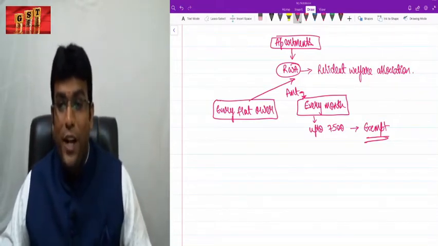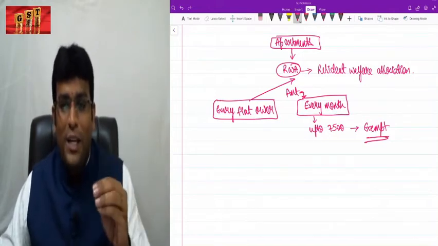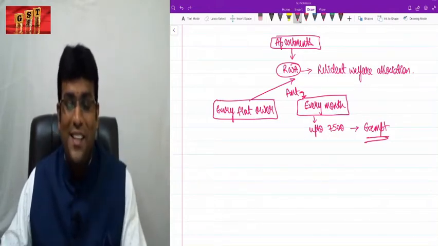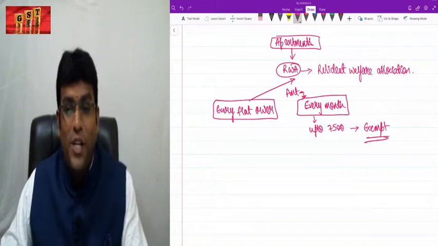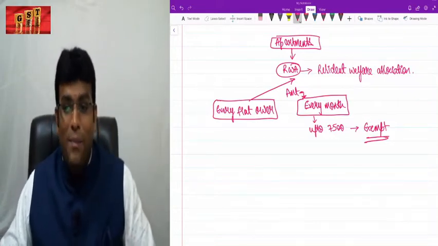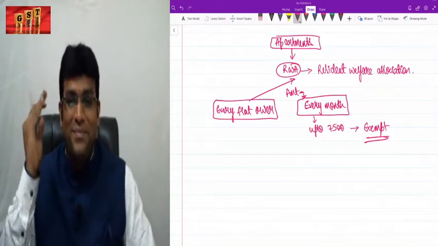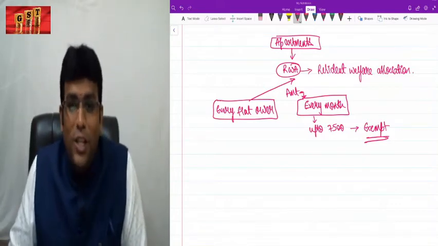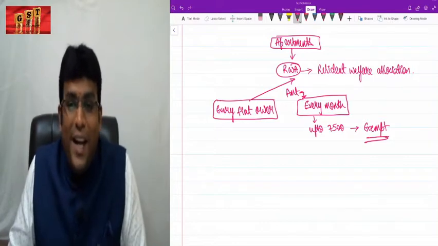Don't relax, my dear friends. Please do write down, some important point is there. Please write. For Resident Welfare Association, where the amount is up to 7,500 per month per member, then it is straight away exempt. And taxability is only when it is more than 7,500.